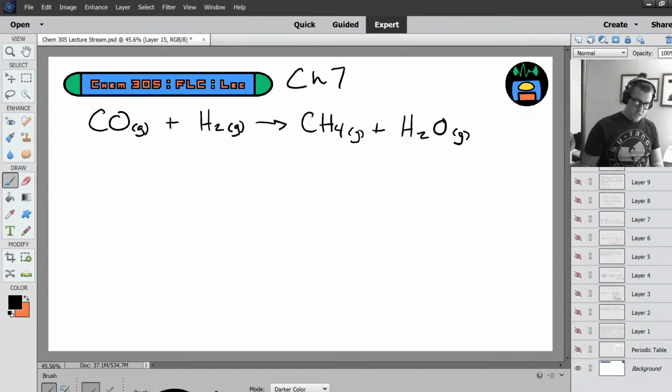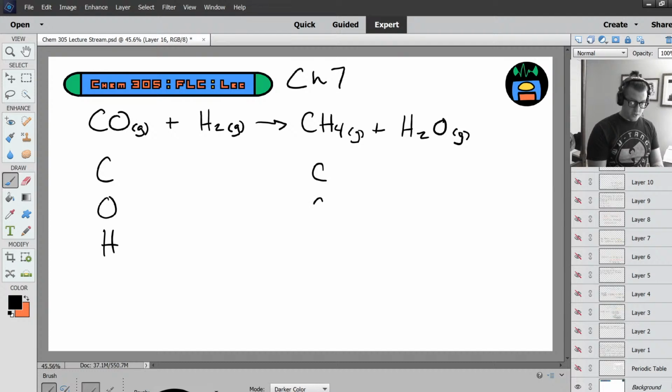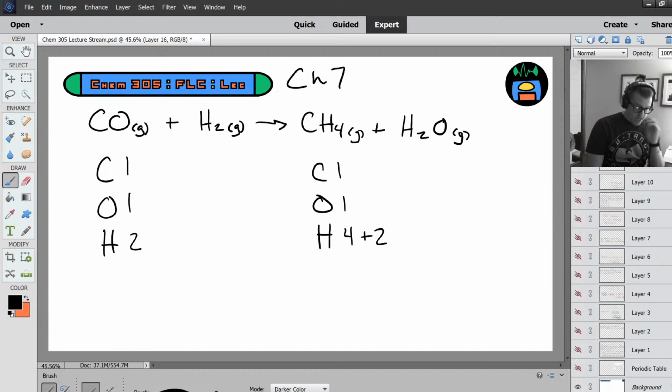All right. Now we have to balance our chemical equation. Carbon, oxygen, hydrogen are the only elements in play. On the reactant side, we have 1 carbon, 1 oxygen, and 2 hydrogen. On the product side, we have 1 carbon, 1 oxygen, and 4 plus 2 hydrogen. Hydrogen is the only thing out of whack here.